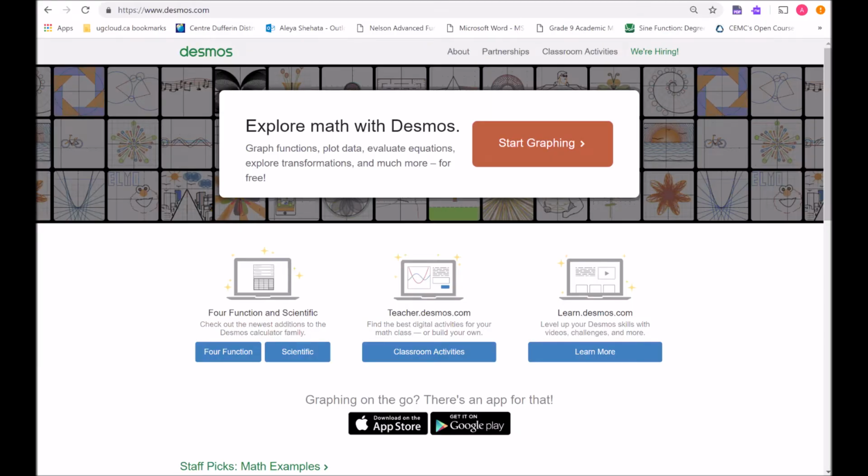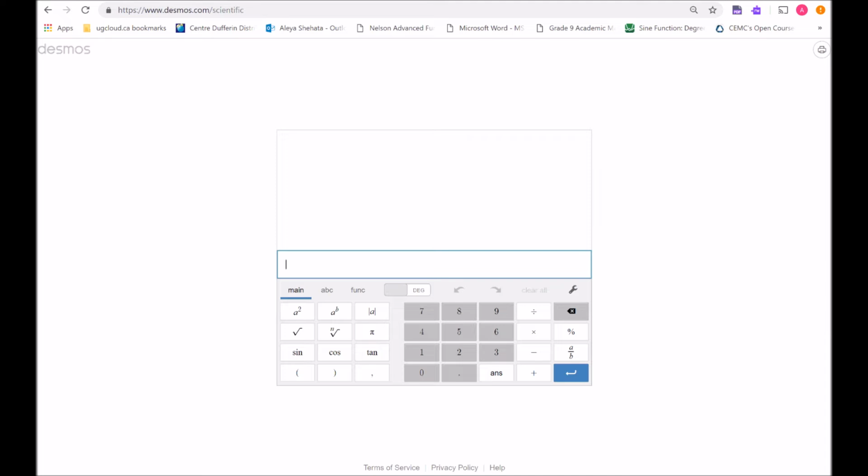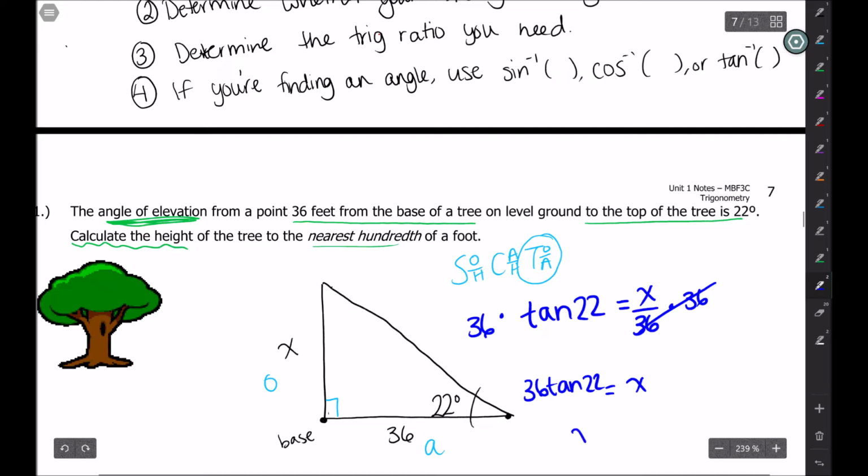So I'm going to go ahead and go to Desmos right here, and I'm going to click on the scientific calculator, and I'm going to type in 36 times the tangent of 22. Okay, press enter. I get this answer here. It asked us to round to the nearest hundredth, so the first 4 is in the hundredths place. The second 4 after it tells us to keep this 4 the same. So here we're going to just say x is equal to approximately 14.54 feet. And that's the height of the tree.